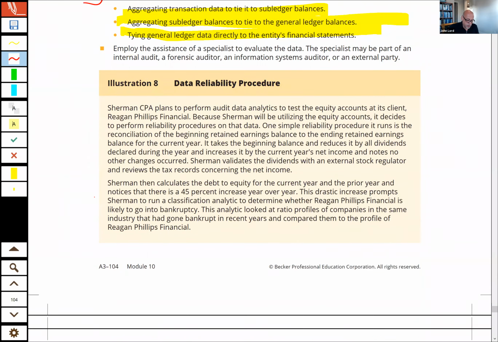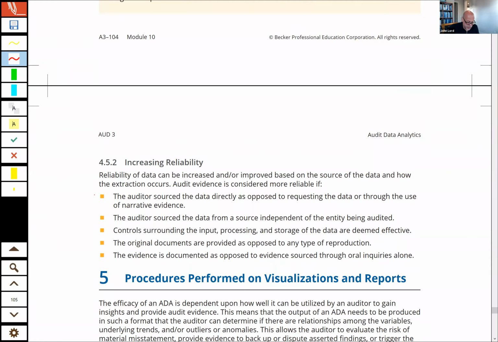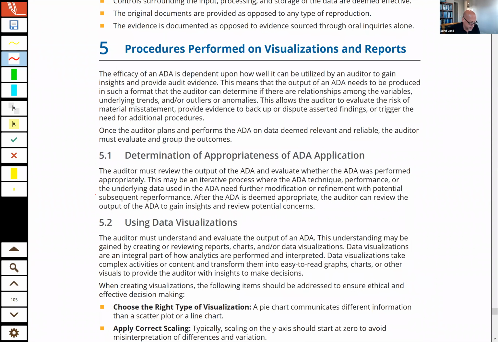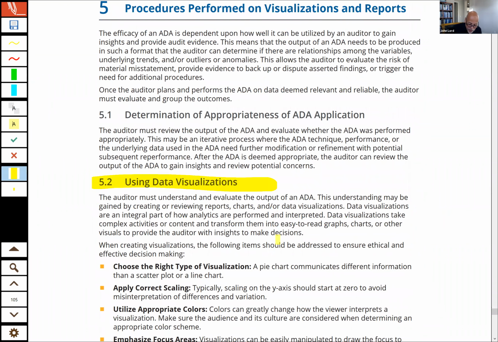Okay, good. Coming over now and looking at procedures performed for visualization. Okay, so this is sort of the fun part of the data analytics, then. How do you prepare the data output? How do you prepare the output now in a manner that allows you to look and make some sort of conclusion based on the way the data is presented? Okay, so data visualization: take complex activities and put them into charts, that sort of thing.